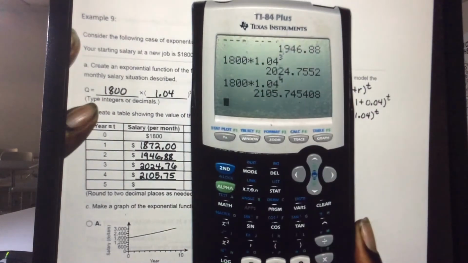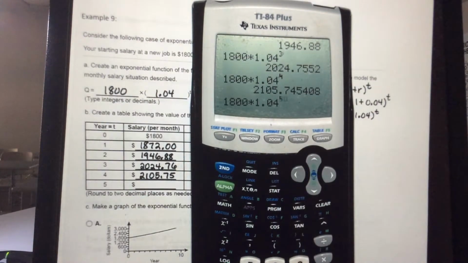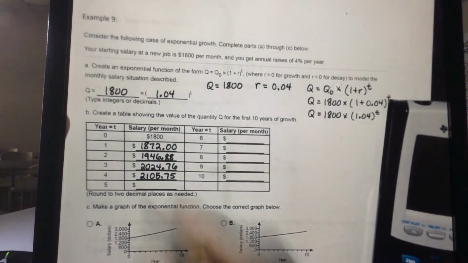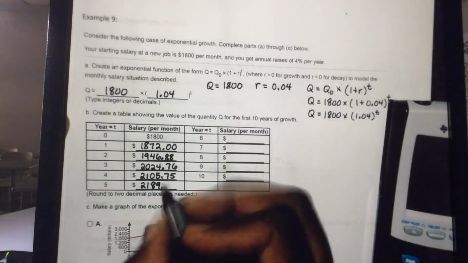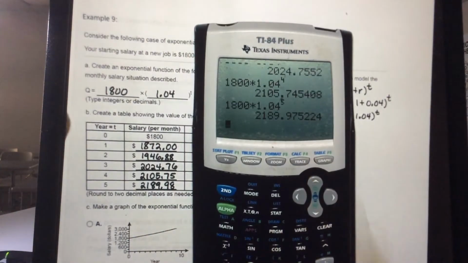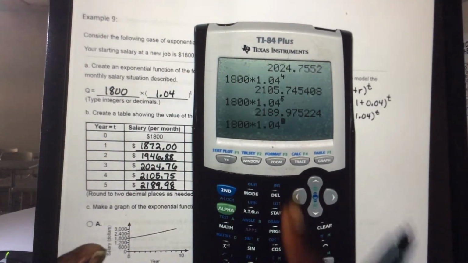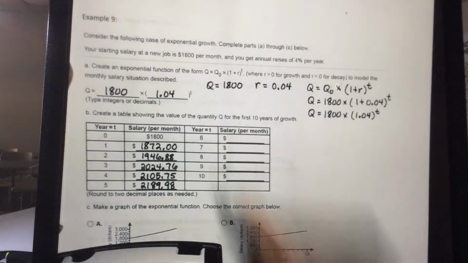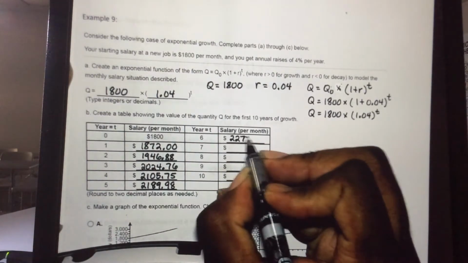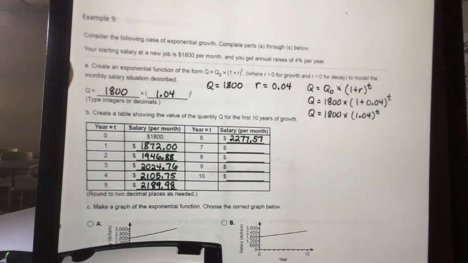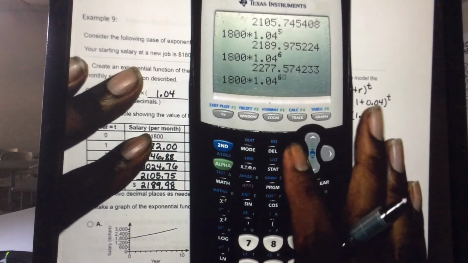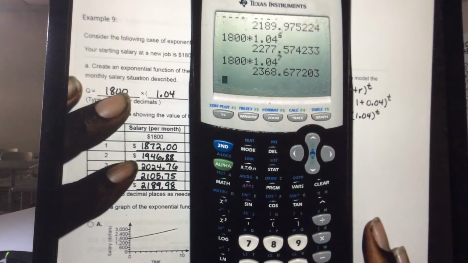And then year 5, again, second enter, hit your left arrow key, change that to a 5. This will be $2,189.98 to 2 decimal places. And then for year 6, second enter, and we change the 5 to a 6. This will be $2,277.57 for year 6. And then for year 7, second enter, and then change that 6 to a 7. This will be $2,368.68.